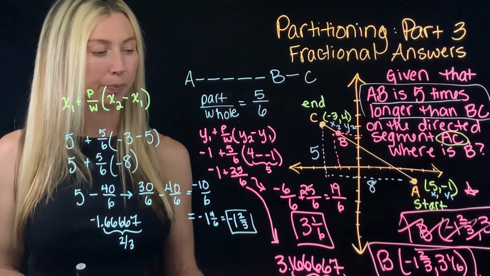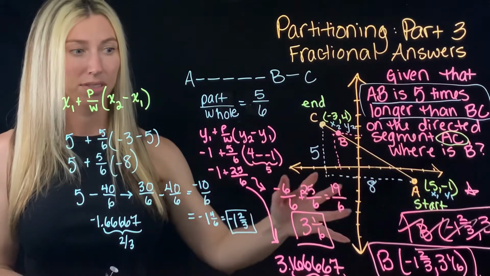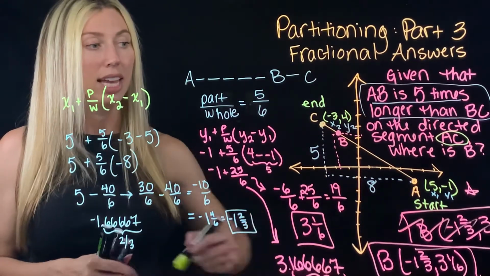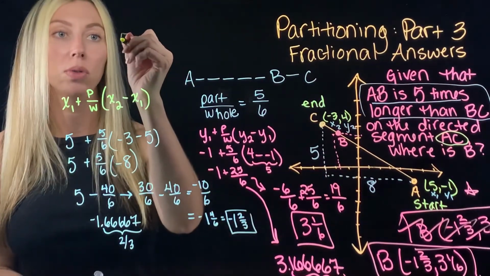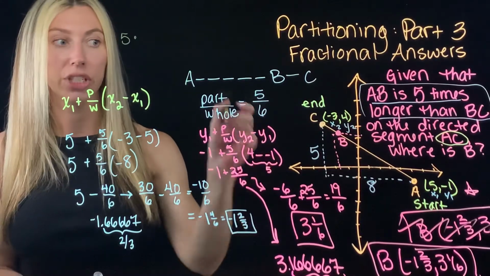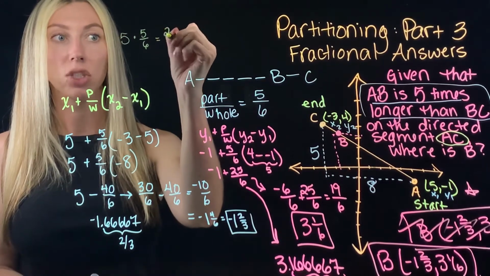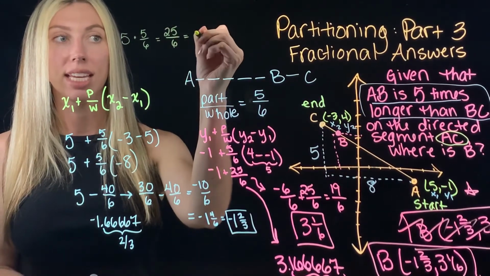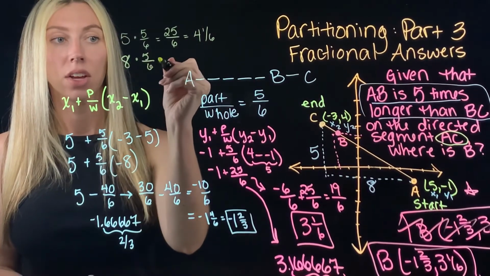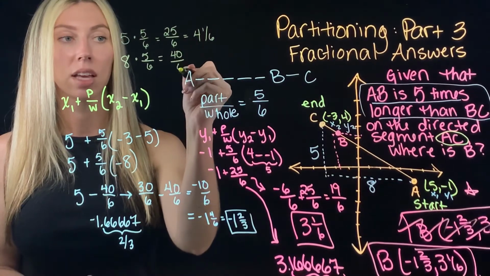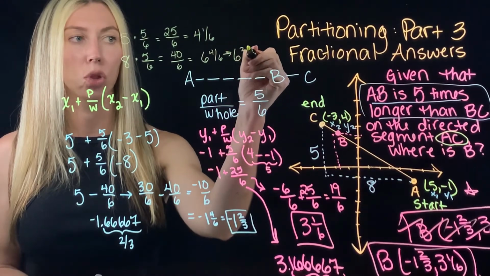I did say I would talk to you about how you can do this on a graph. And the way you would do that is by taking these distances, the 5 and the 8, and you would actually be multiplying those by the part-to-whole ratio. So if you multiply 5 by 5/6, you're going to get 25/6, which is 4 1/6. And if you multiply 8 by 5/6, you're going to get 40/6, which is 6 4/6, which is 6 2/3.